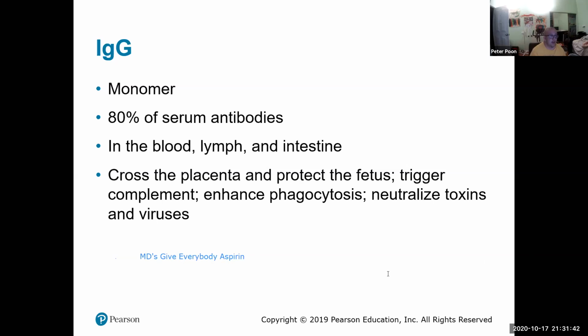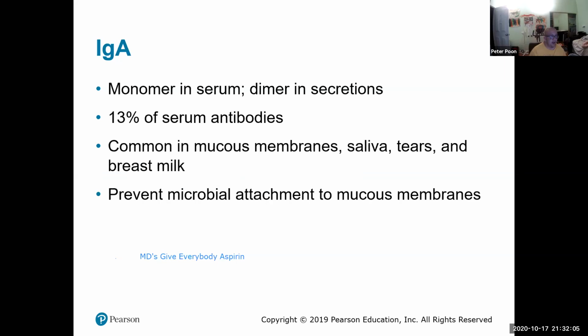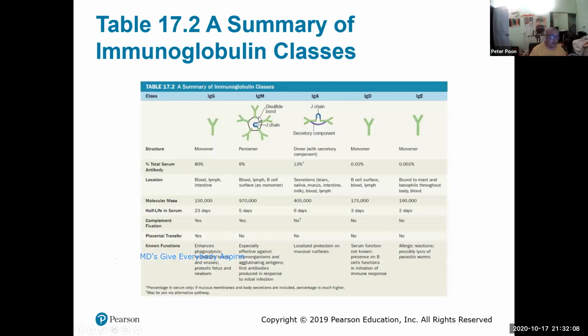First thing to talk about is IgMs. IgMs are made out of 5 monomers held together by a J chain. Let me see if I can find a picture of IgMs. Okay, so these are IgMs. These are 5 monomers held together by a chain here, and so you have 10 binding sites for antigens, really.